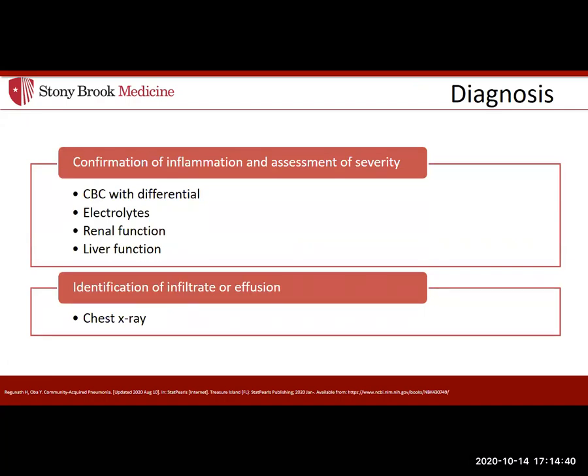In addition to our patients' clinical presentations, laboratory and radiologic findings are used to diagnose CAP. So laboratory findings are used in order to confirm inflammation and assess the severity of the infection. And additionally, with these laboratory findings, we can dose our antibiotic regimens appropriately. Radiologic findings are used to identify an infiltrate or effusion on a chest x-ray, which can be indicative of an abnormal substance within the lungs' alveoli.